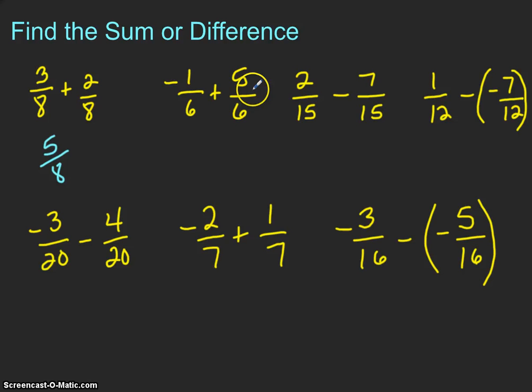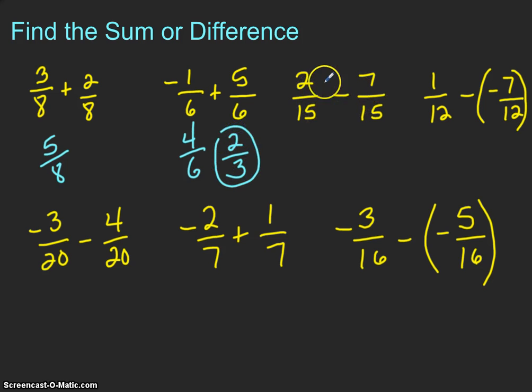Now I've got a -1/6 and a +5/6. Again, just like whole numbers, different signs, find the difference. So I subtract the smaller from the bigger. So it's 5 minus 1, which is 4. It's going to be 4/6, but I can reduce that. I can divide by 2, and I get 2/3. Okay, so here's my answer here.